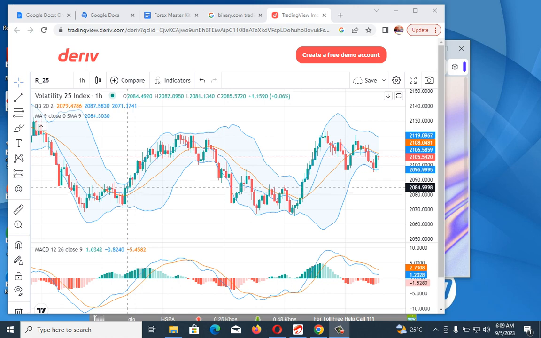Zigzag, you see, it goes one direction to another direction. When it starts going in this direction, before you enter a sell, make sure that the candle that appears after the middle line is engulfing enough, that it engulfed the previous buying candle.